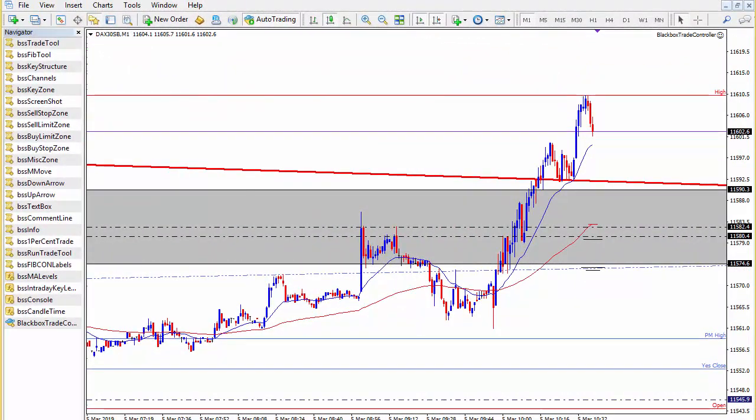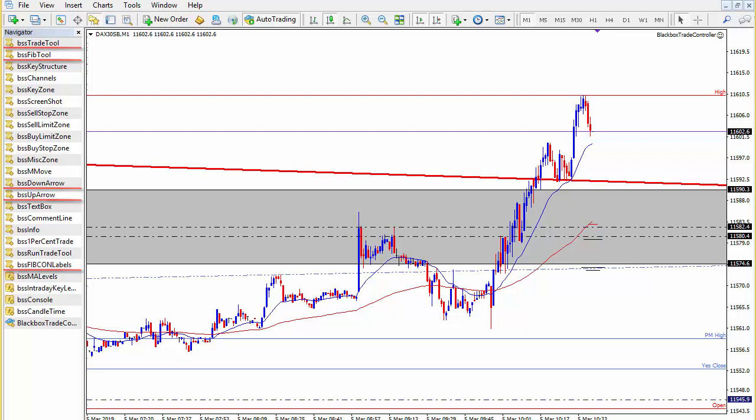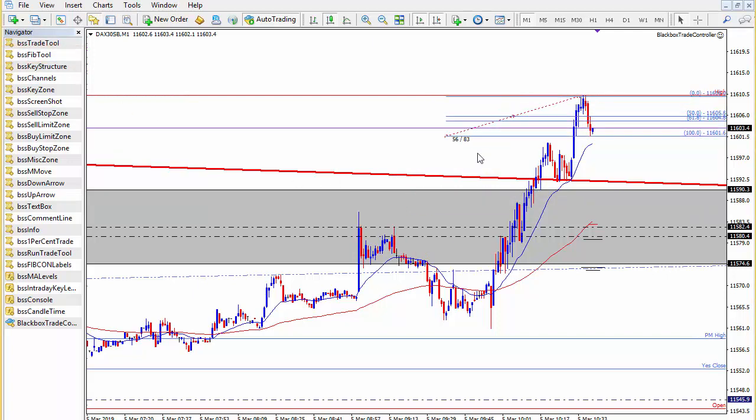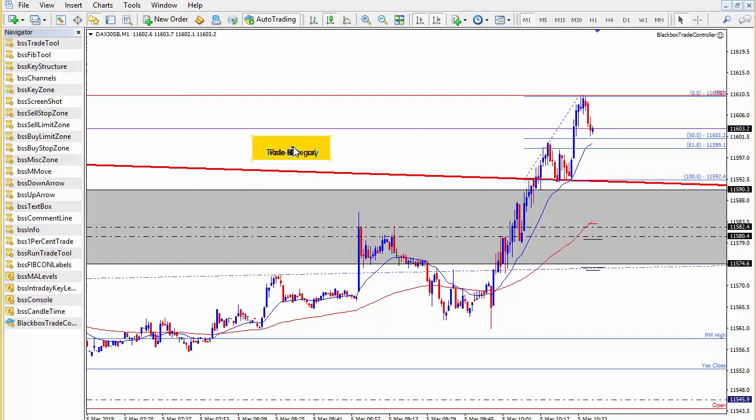So let's demonstrate the process for doing this by using the following Black Box custom objects: the FIB tool, the FIBCon labels, the up and down arrows, and the trade tool. Once an impulsive AB leg has occurred, we use the FIB tool to determine the 50 and 61.8 levels, or golden zone. The FIBCon labels and arrows are used to mark up the chart in a consistent manner, providing guidance as to the potential price action pattern we are looking for.